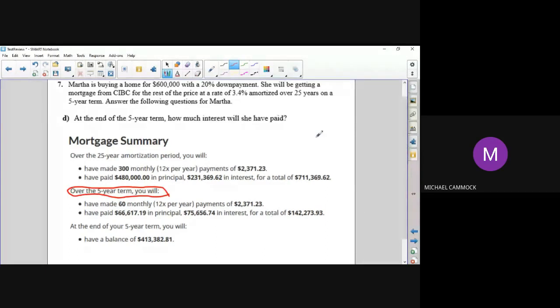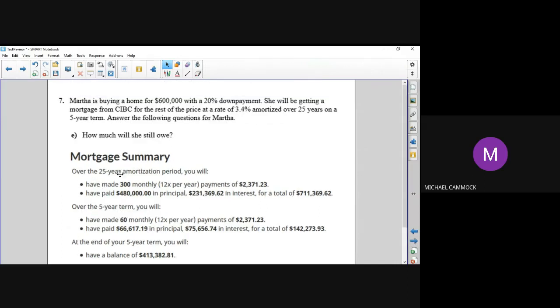Look again. Let me just tell you, I haven't given the answer. Somewhere under where it says over the 5-year term is the answer to how much interest you will have paid at the end of the 5 years. I'll move on to the next question. I'm not giving anything away. You have to do this for yourself when I put this online later.